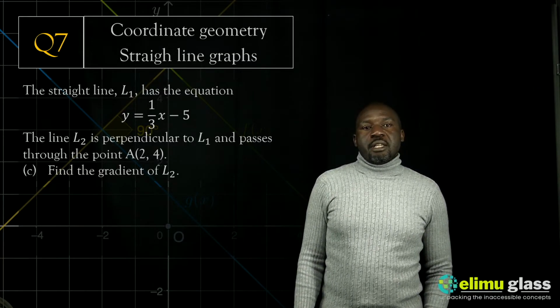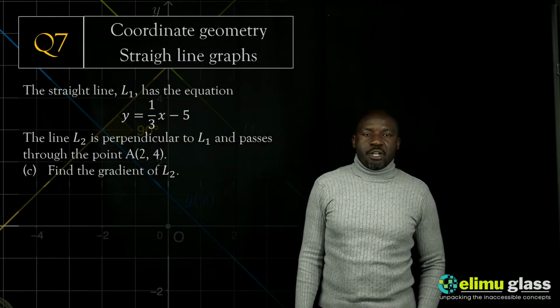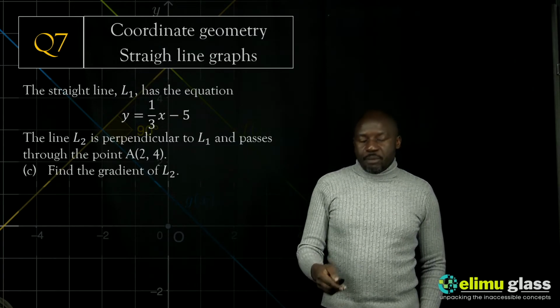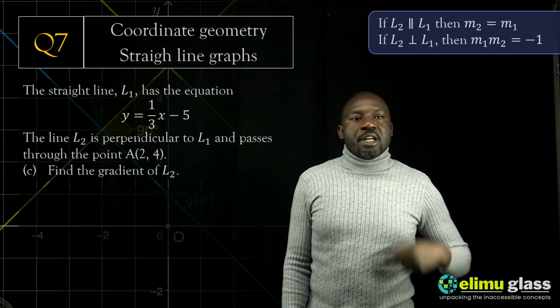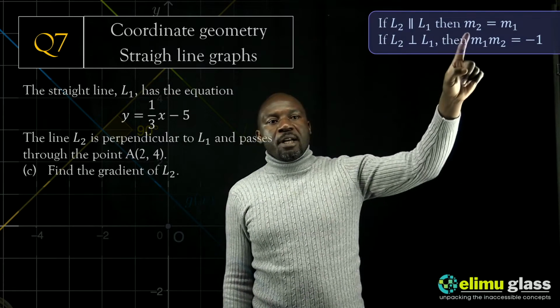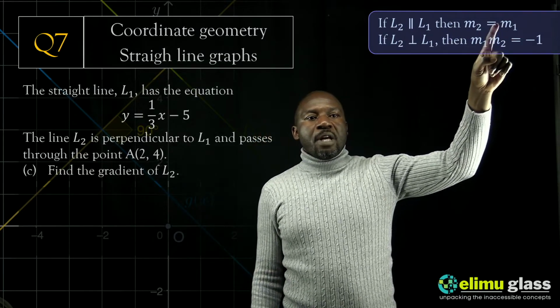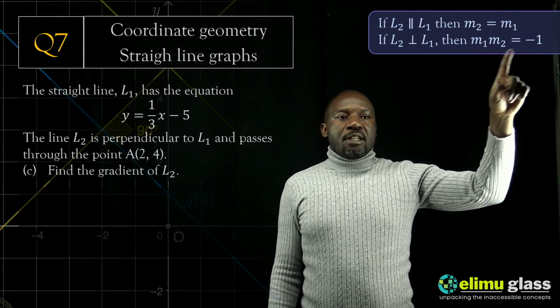Now this is important to me and it's important for you going into DP, or if you're already in the DP. What information do we need to remember? We need to know that if two lines L1 and L2 are parallel, then their gradients must be the same. If the two lines are perpendicular, then the product of their gradients is -1.